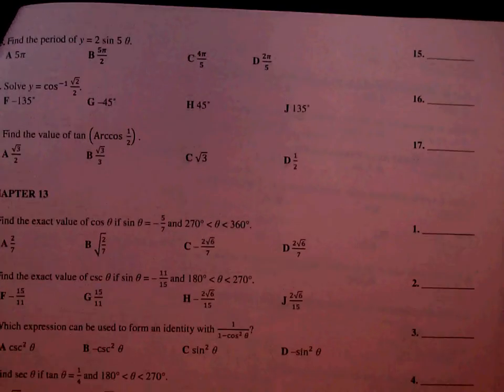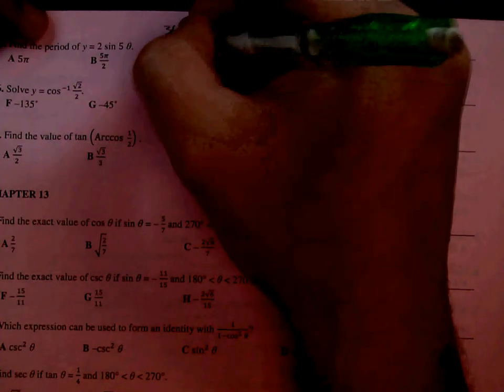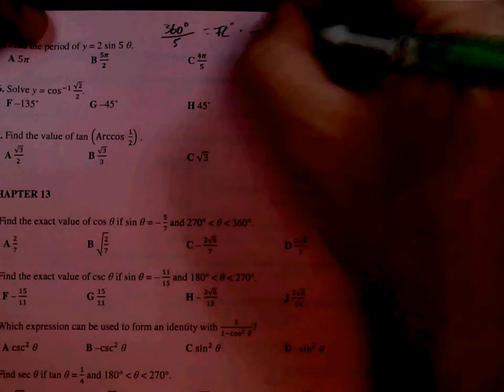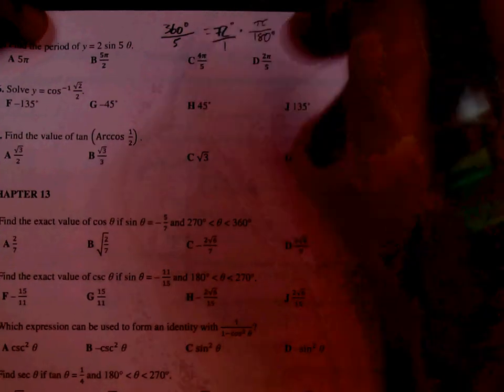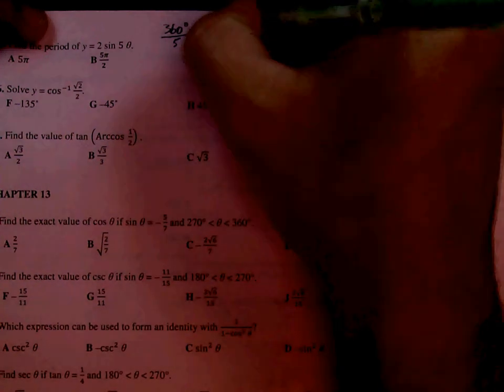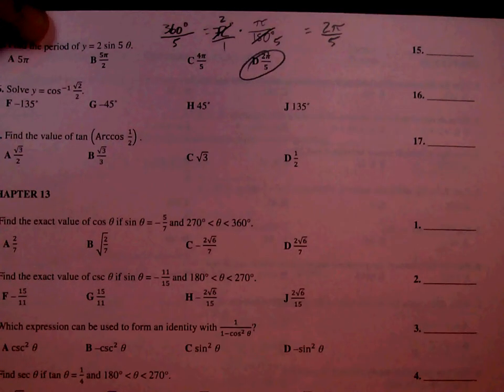Okay, 3 more problems from chapter 12. Find the period. Take 360 divided by the absolute value of b, b being 5, absolute value of 5 is 5. 360 divided by 5 is going to be 72. Looks like they took 72 and put it into radian mode. So 72 over 180. We can simplify that to 2/5. So 2 pi over 5. So D is our answer there.